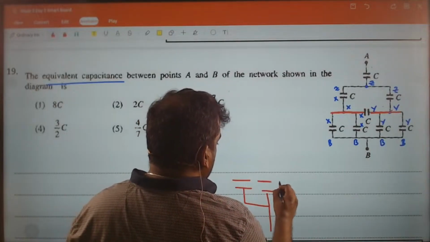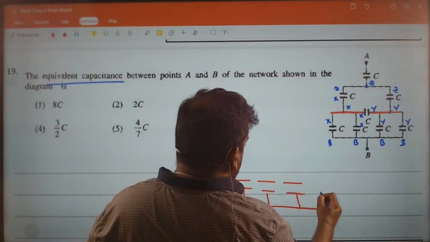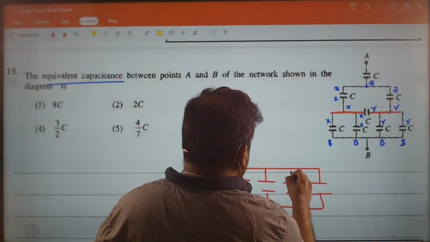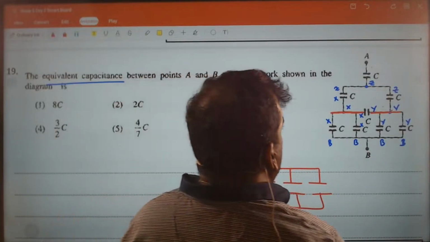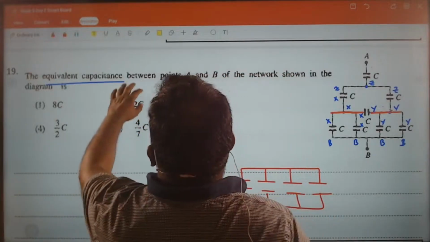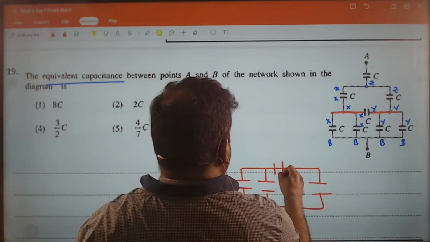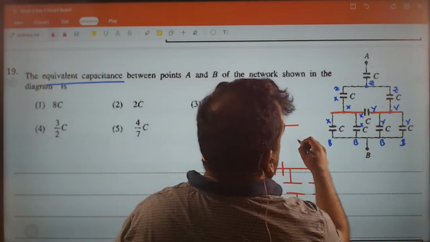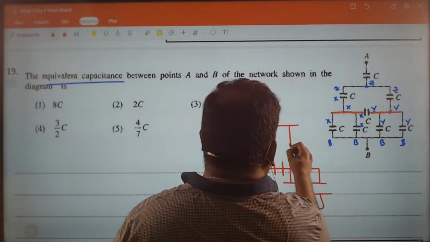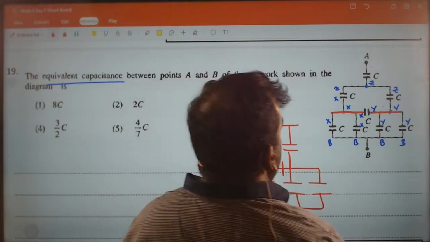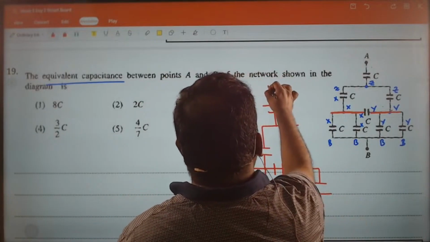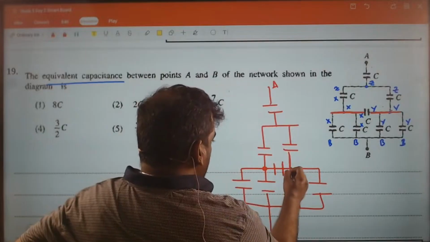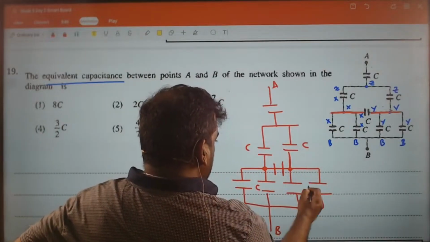Connected here, here, here, here. Right. Connected like this. Here there is a capacitor that is connected like this. Here one more capacitor A, here B. Look at this carefully. These 2 terminals. Here C, here C, here C, here C.